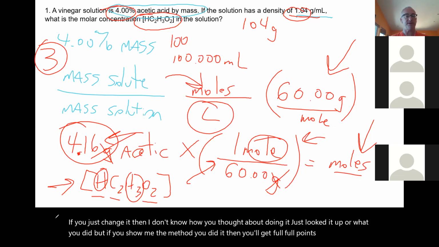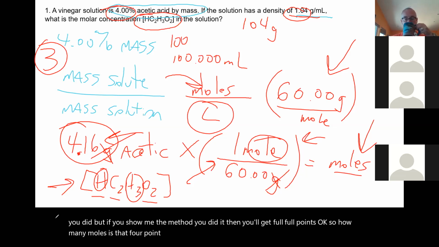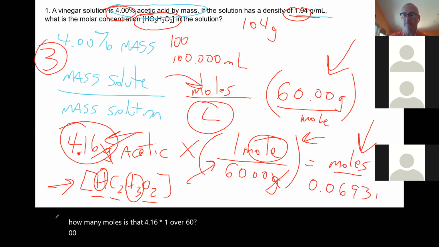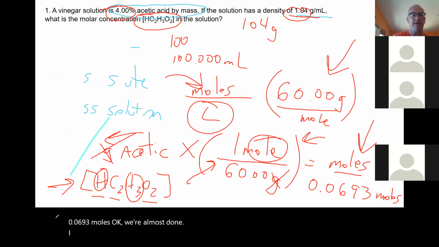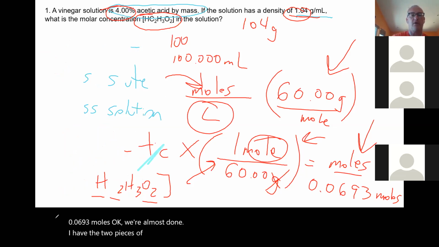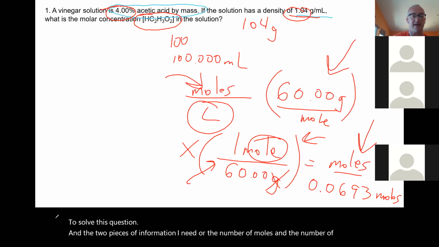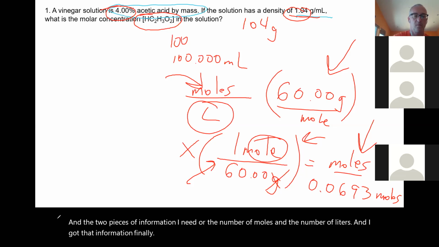Okay, so how many moles is that? 4.16 times 1 over 60 is 0.0693. 0.0693 moles. Okay, we're almost done. I have the 2 pieces of information I need to solve this question: the number of moles and the number of liters. And I got that information finally. So you just divide the moles by the liters. Right, it's good.